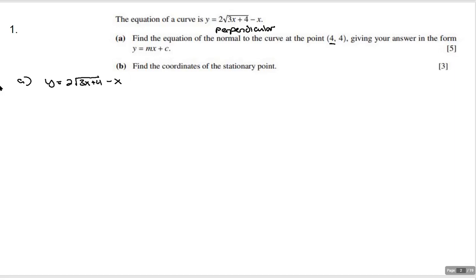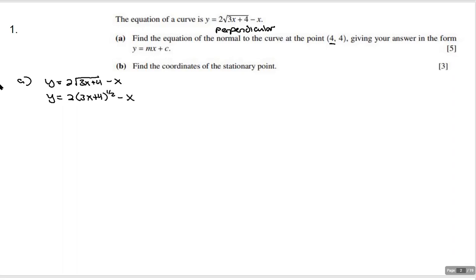Keep in mind, we've got two basic rules that we've got to worry about, and that's the power rule and the chain rule. You'll notice that in this case, they're going to use both of them. So we're going to rewrite the problem so we've got some powers here. This is going to be 2 times (3x plus 4) to the 1/2 power, and this is still going to be minus x.